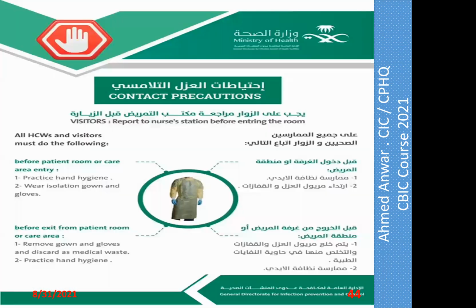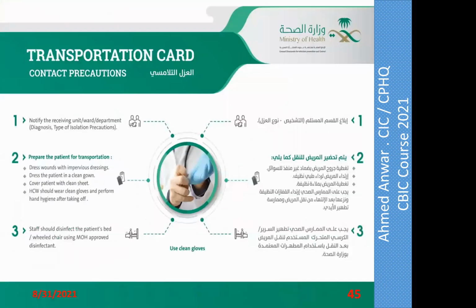Our precautions for contact infections: the patient should be admitted in a single room, and before entering the room, we have to wear gloves and gown. If the patient will be transferred to another department or another hospital, we have to hang this isolation card on the trolley or the wheelchair. This is a precaution that should be done during patient transfer.